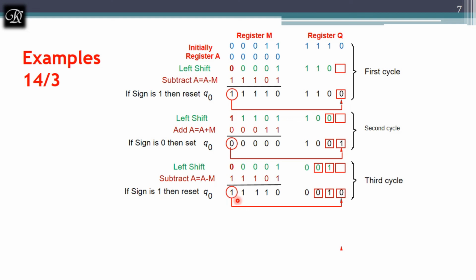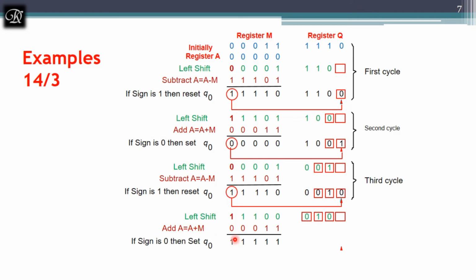When I completed the third cycle, the fourth cycle again starts with the left shift, and when I perform the left shift in the fourth cycle, the sign bit of A is 1, and now I have to perform the add operation. When I perform the add operation, I will be getting the answer as negative 1. So this is minus 4 plus 3, the answer will be negative 1. Then the sign bit of A is 1, so Q0 will be 0. Now I have finished the fourth cycle.